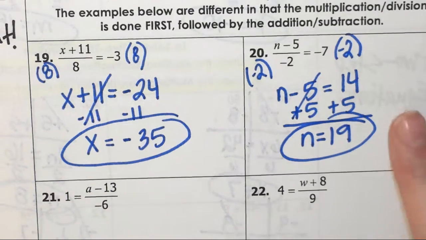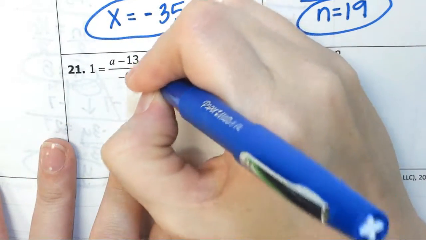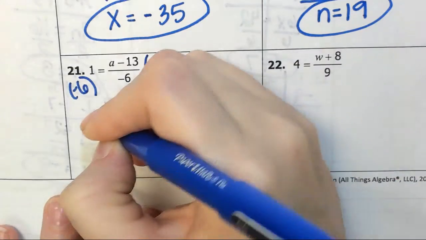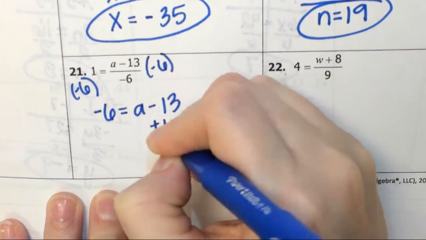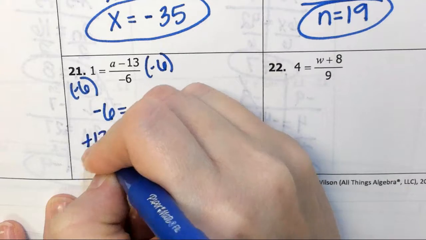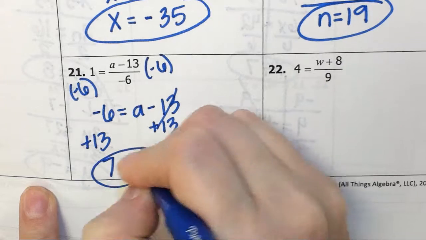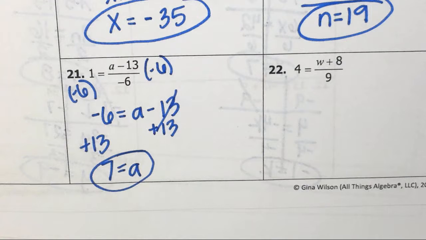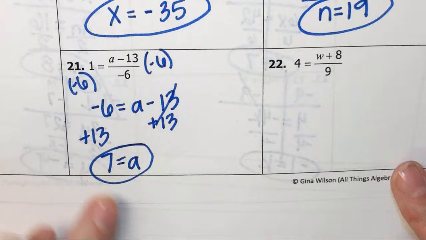Okay, number 21. I'm going to first multiply by -6. So then I have -6 is equal to a minus 13. And now I add 13. So 7 is equal to a. Did I get that one right? Make sure you have -6 here. I got it right. -6 plus 13 is 7.